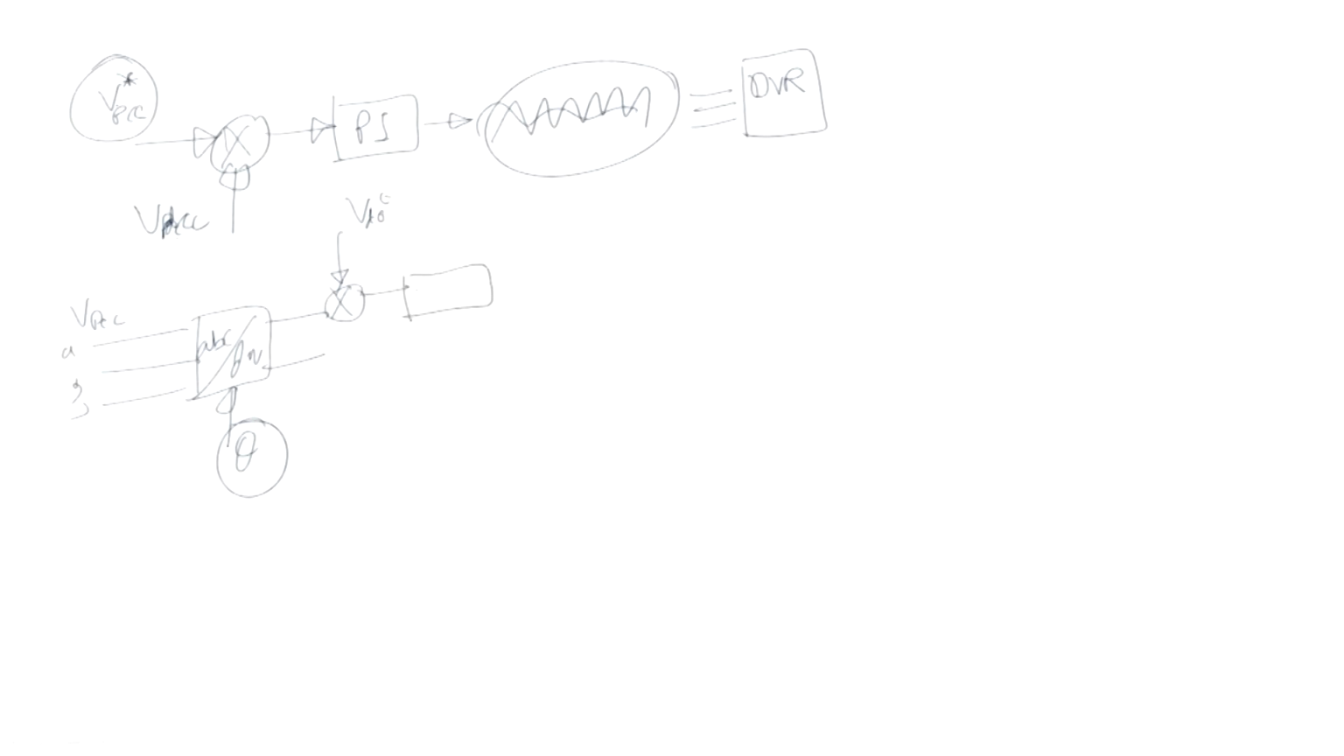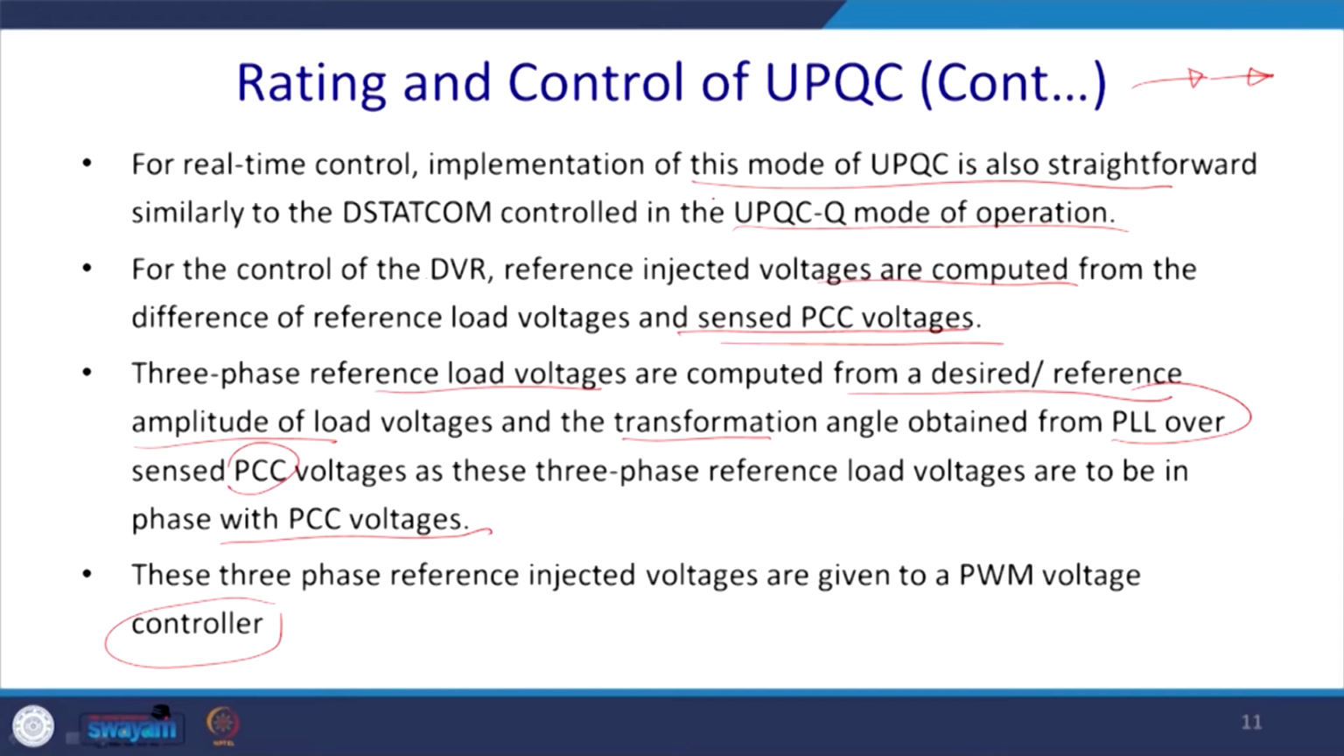So, you get a PI because PI works better in DC. Now, again you reconvert from DQ to ABC, and the same theta is applied, generated from the PLL. That ensures that you inject the voltage in phase at the PCC. So, that is what has been written here. These 3-phase reference injected voltages are given to the PWM voltage controller.